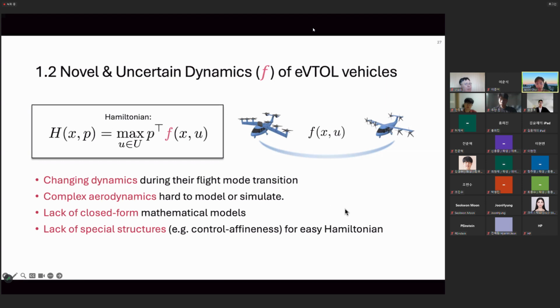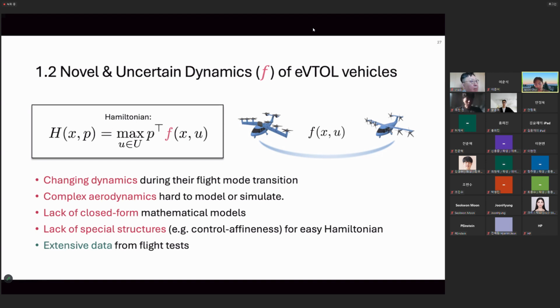However, one thing we have again is extensive flight test data. When we run experiments with this vehicle, air taxi companies or NASA collect tons of data of the vehicle trajectory. So can we leverage those data to solve this problem? It becomes the practical motivation for why we want to bring in data for developing this safety framework.